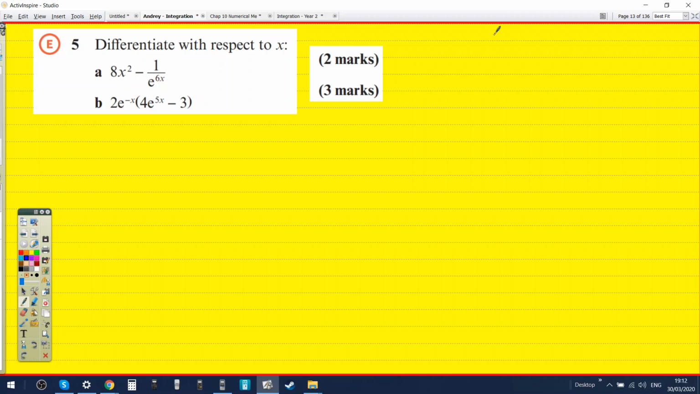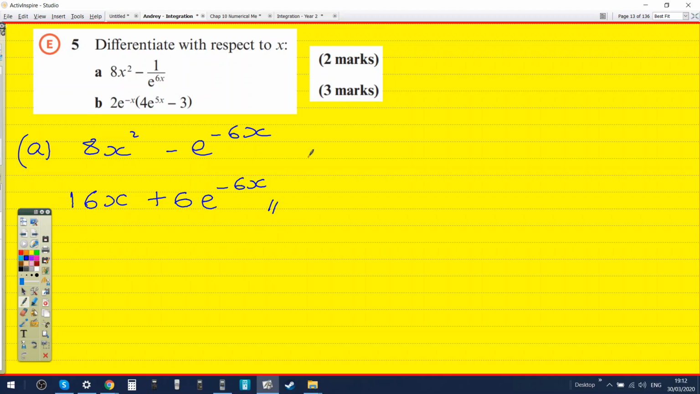Would I first of all need to make 1 over e to the 6x so there's not a fraction? Mm-hmm. And so would that be 8x squared minus e to the minus 6x? Yep. And I just differentiate that, and that would be 16x and then would that be plus 6x? No, plus 6e to the minus 6x. Well done.